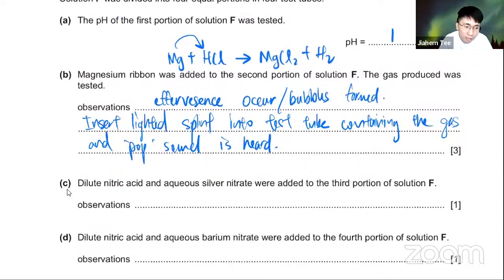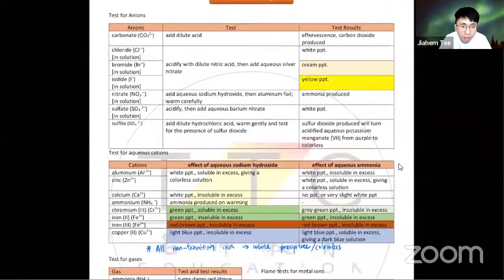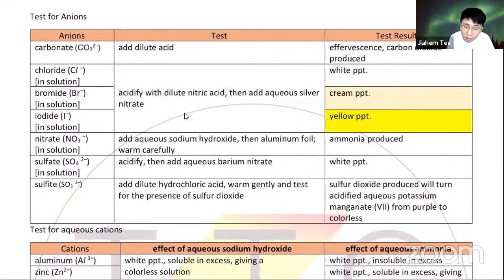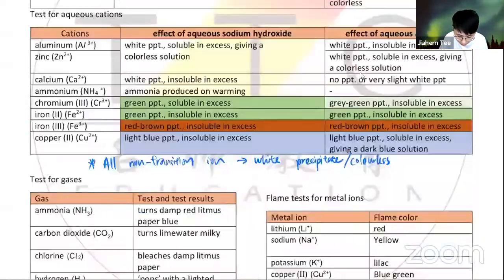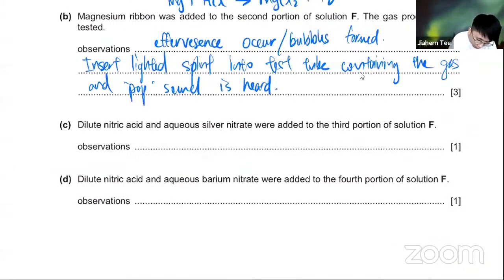Then dilute nitric acid and aqueous silver nitrate was added to the third portion. So guys, if you add silver nitrate into solution F, what do you think happened? Silver nitrate is to test what? If you go back up to the table we looked at just now, you added nitric acid and then aqueous silver nitrate. Silver nitrate gives a white, cream, or yellow precipitate according to chloride, bromide, and iodide. So the acid definitely contains chloride. With aqueous silver nitrate, you get a white precipitate.